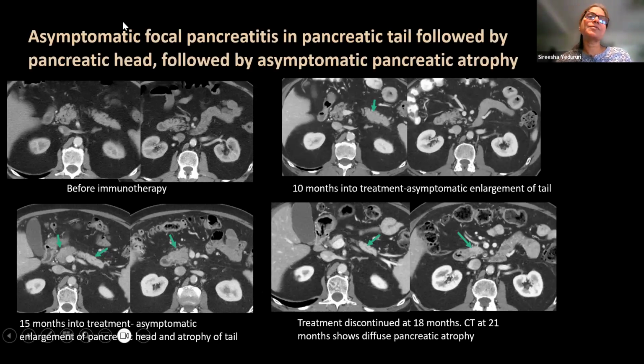Pancreatitis. This patient had asymptomatic focal pancreatitis. What is surprising is, this is before immunotherapy, this is the tail region, head region. After immunotherapy, the head appears normal, but you can see diffuse enlargement of the tail.